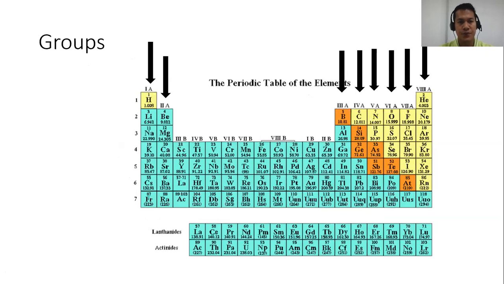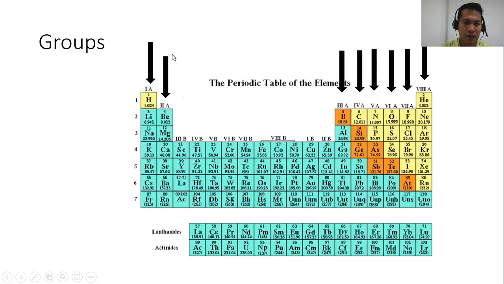Now let's go to the groups. In other periodic tables, it says here 1, 2, and then this is 13, 14, 15, 16, 17, 18. But in this periodic table, it says 3, 4, 5, 6, 7, 8, 8A. So we will disregard this area here. Do not worry about this yet. Okay, so this is group 1, group 2, group 3, group 4, group 5, 6, 7, 8.